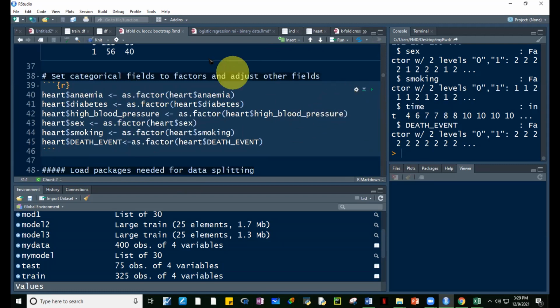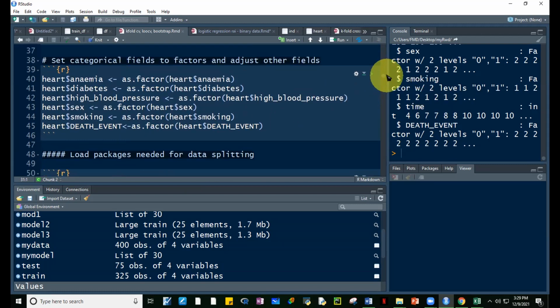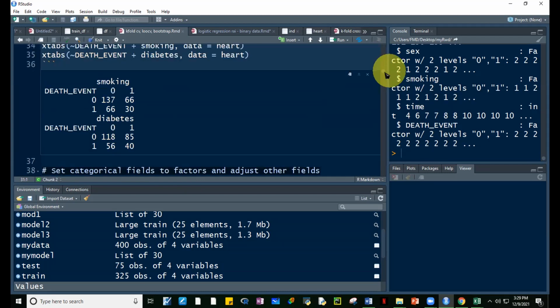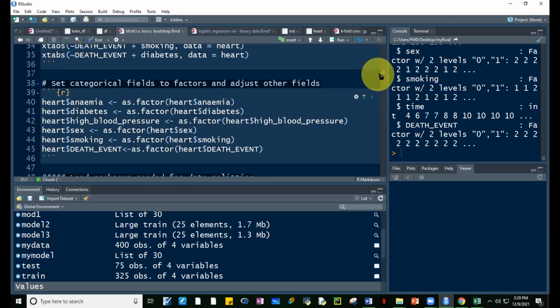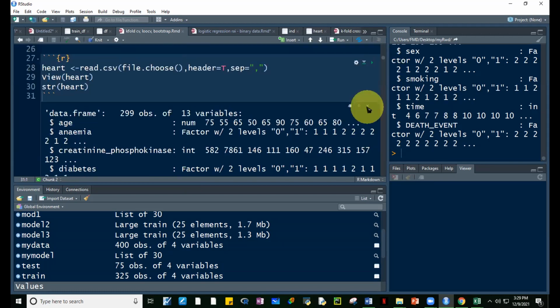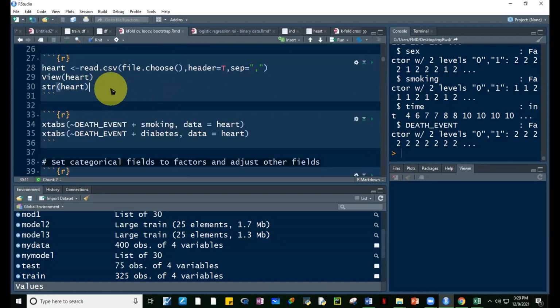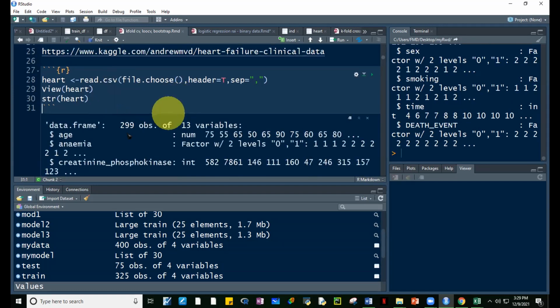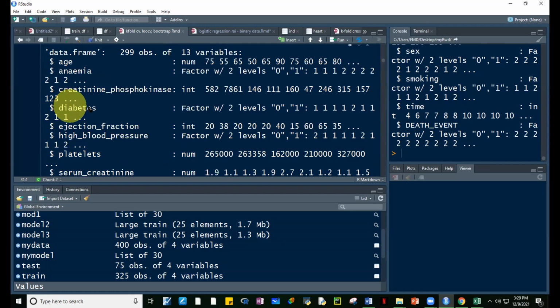So kindly run this guys. I will not run this anymore because I've run this a while ago. And then kindly check your structure. Once you have run it, check the structure of your data. It should already show that anemia is a factor, diabetes is a factor, high blood pressure is a factor, etc.